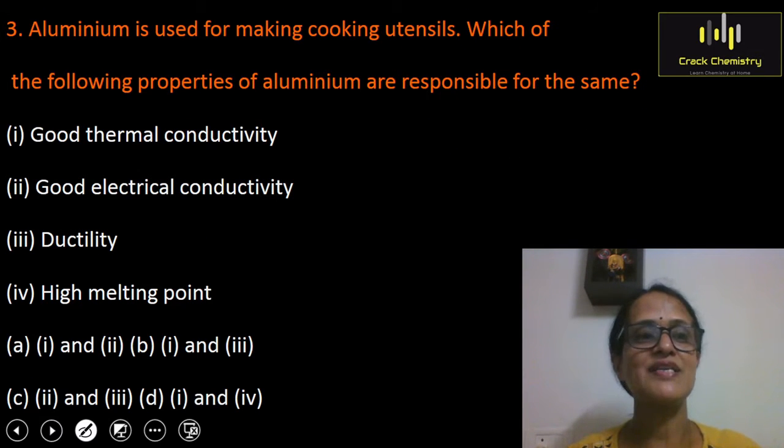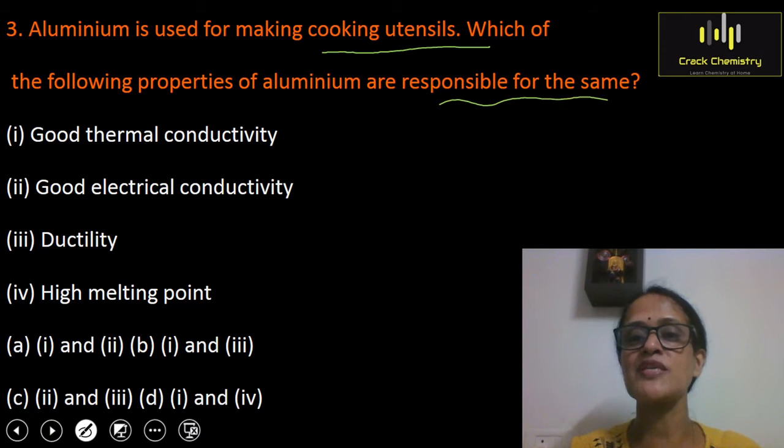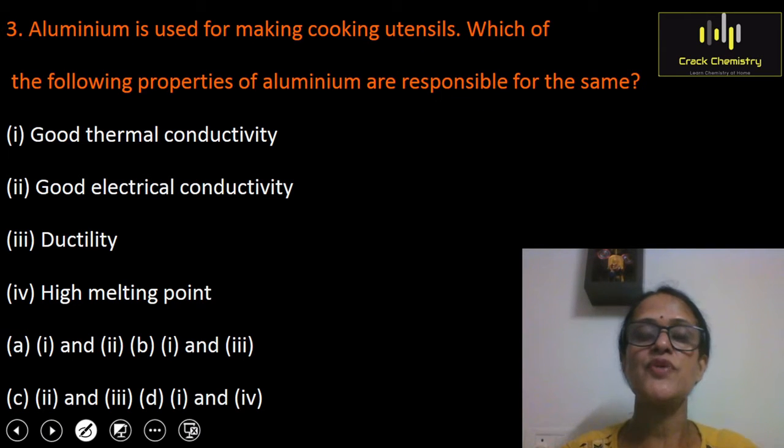Now consider the third question. Third question is given that aluminium is used for making cooking utensils. Which of the following properties of aluminium are responsible for the same? Children, in this question you have been asked that which of the property of aluminium is used for making cooking utensils. So we will discuss all the given options one by one.